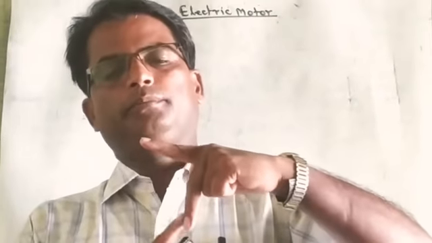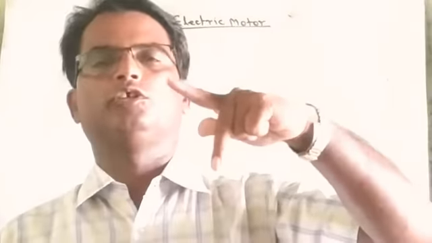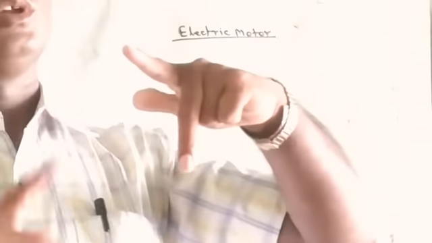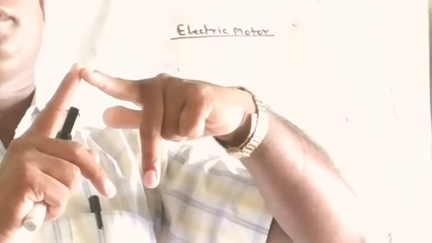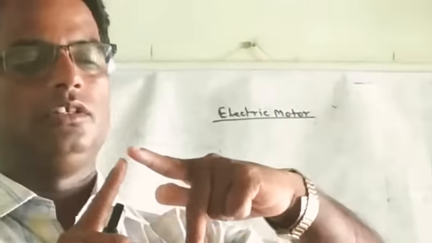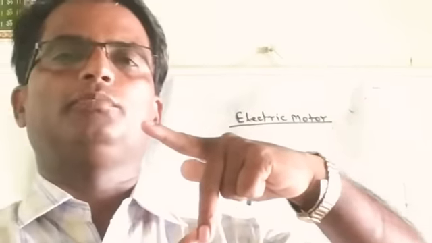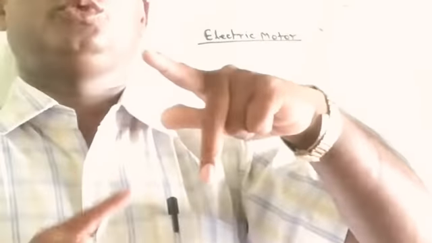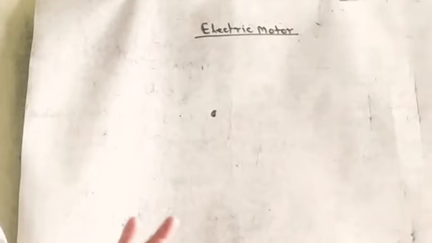Stretch your middle finger, forefinger and thumb mutually perpendicular to each other in such a way. The forefinger shows the direction of the magnetic field, the middle finger shows the direction of current, then the thumb will show the direction of force. With this Fleming's left hand rule here, we can also find the direction of motion.